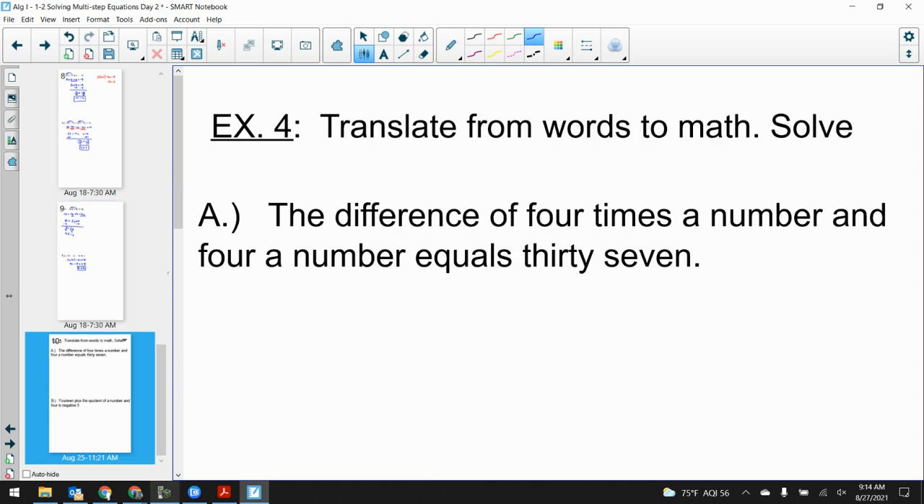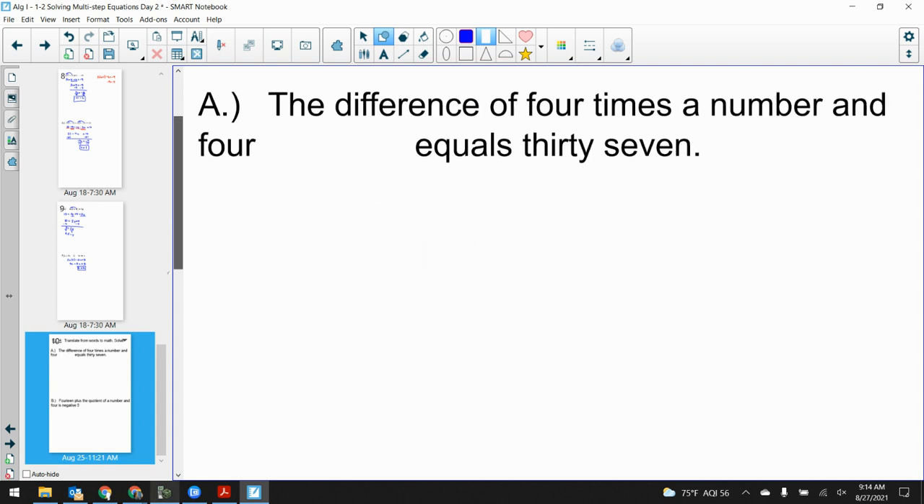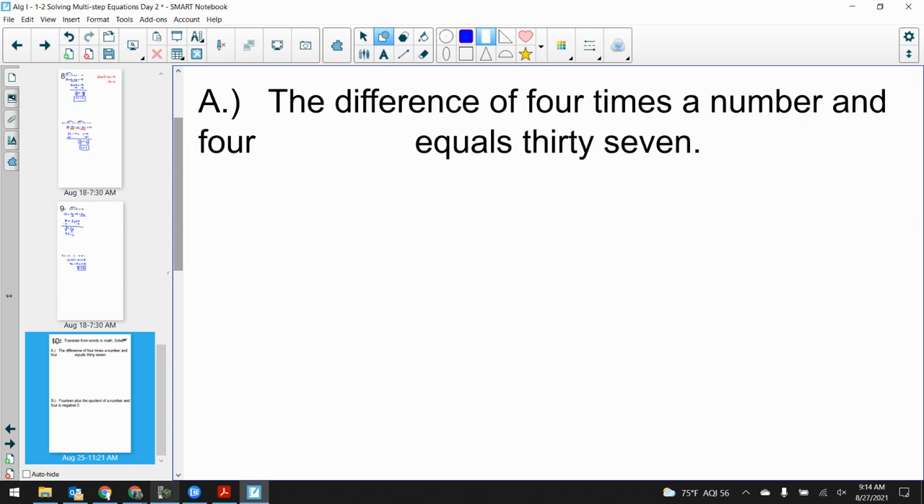All right, the last thing that we're going to talk about is translating words to math. Translating words to math. Difference means subtraction. Sum means to add. Quotient means to divide. Product means to multiply. All those context clues that talk about what operation to use. That's what we're going to be working with here. So if I've got the difference means to what? Subtract. So I can put a big subtraction sign in there.